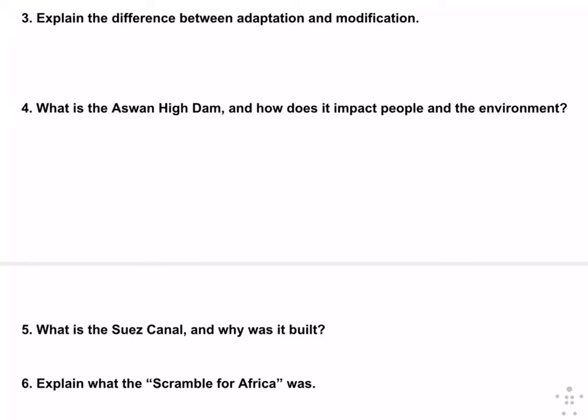Okay, excuse me. The negative effect is that it doesn't allow fertile soil coming from up north to go past the dam. So that is actually affecting the agriculture for the farmers. It's also reducing water that they have, but it also provides irrigation as well.